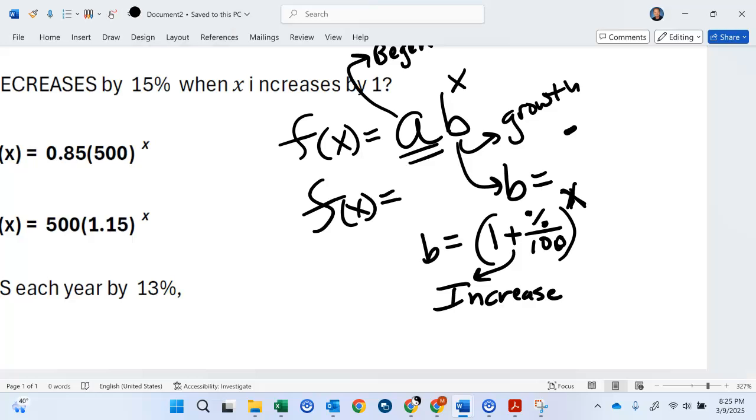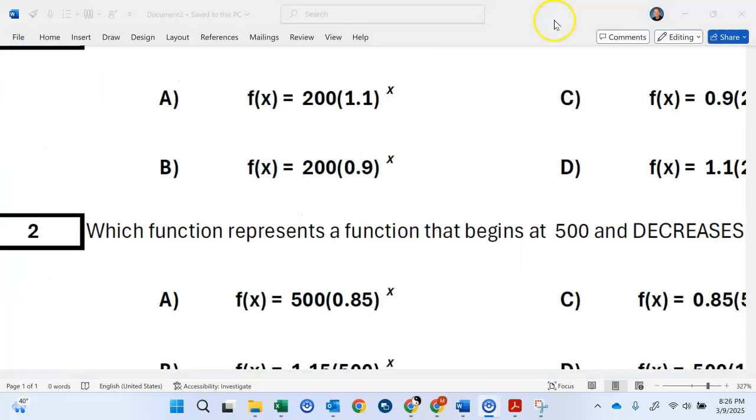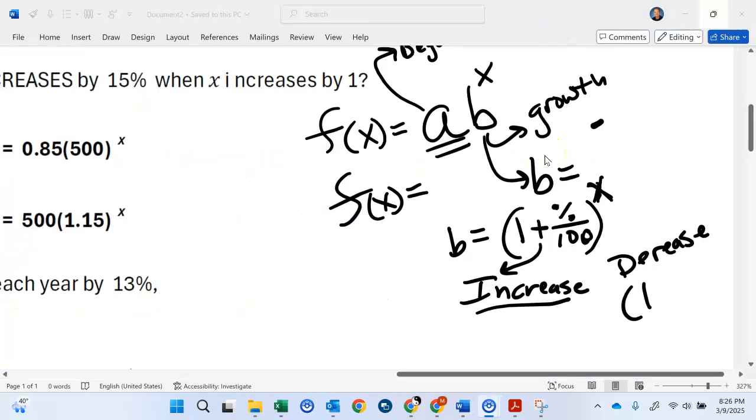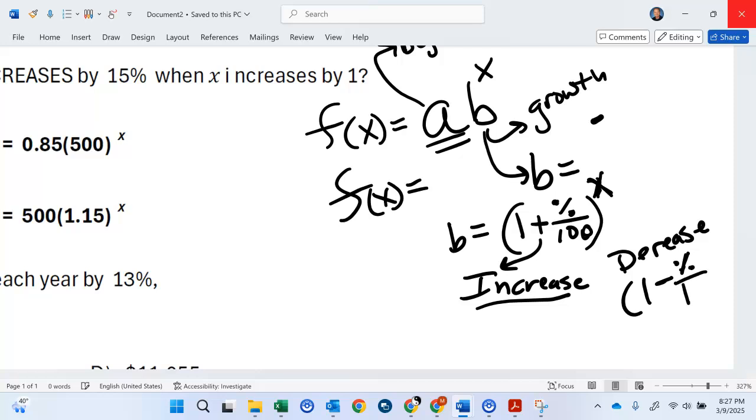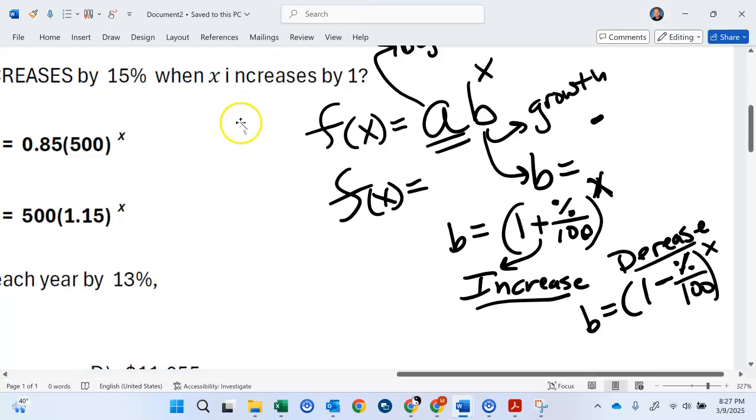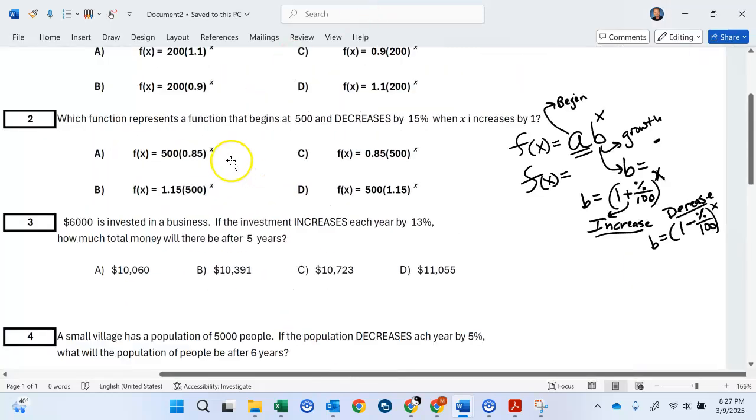But that's if it is an increase. If it's a decrease, which means it gets less, then what you have to do is go 1 minus the percent, divided by 100, and then to the power of x. So that would be your b if it's a decrease. So let's go ahead and look at the problems that we have here.